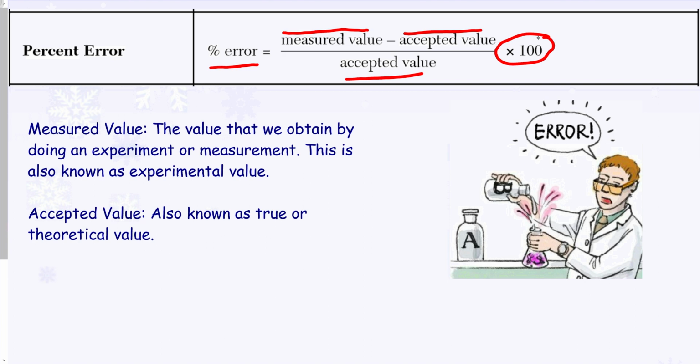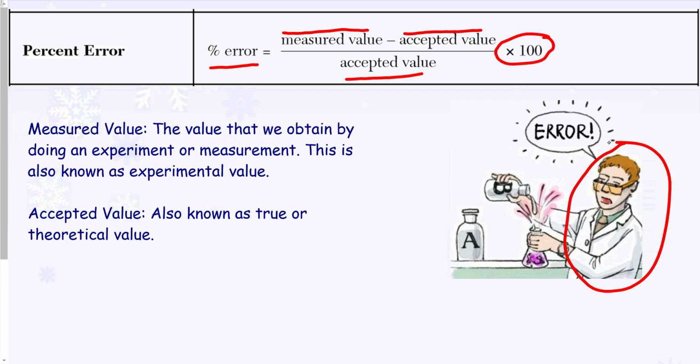Now, what is measured value? Measured value is the value that we obtain by doing an experiment or measurement. This is also known as experimental value. Suppose a student is doing a laboratory experiment and calculated a mass, let's just say 5 grams. So the student weighed the mass and got 5 grams. That's the measured value because the student conducted an experiment and got a result. So we can call it experimental value or measured value.